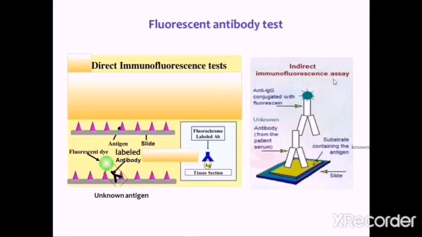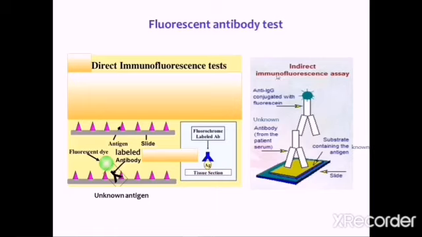In case of indirect immunofluorescent test, as you can see over here, the known antigen is attached to the slide, and if you have to find out the unknown antibody from the patient's serum, you would add the patient's serum and the homologous unknown antibody would attach to this antigen. The next step is to attach fluorescent dye labeled antibody to human IgG, and then it is examined by ultraviolet microscope.